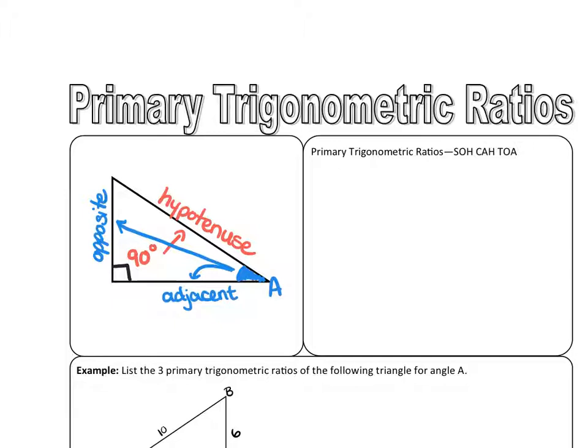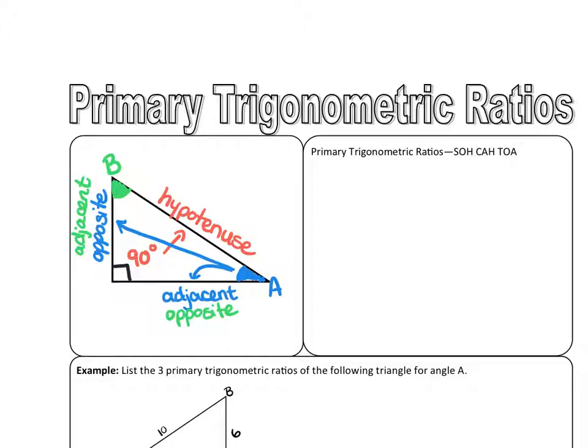Now I'm going to show you something else, because it matters what angle you're using. Let's say that this is our green angle and this is angle B. If that is the angle that we're making reference to, then this would be the opposite, and this would be the adjacent. Now I put it in different colors so you could see it clearly.